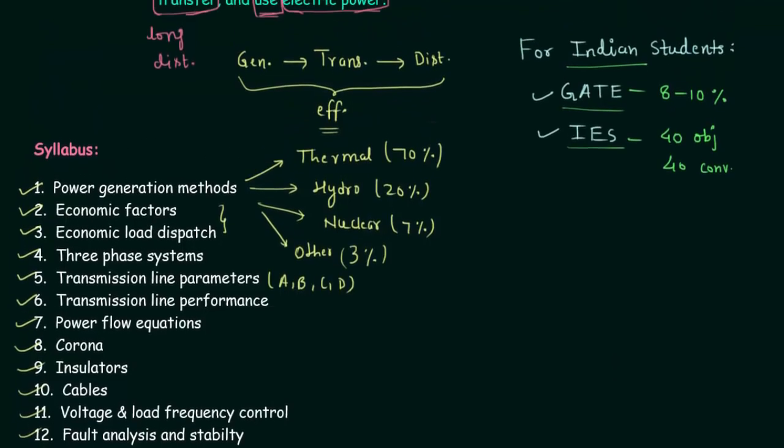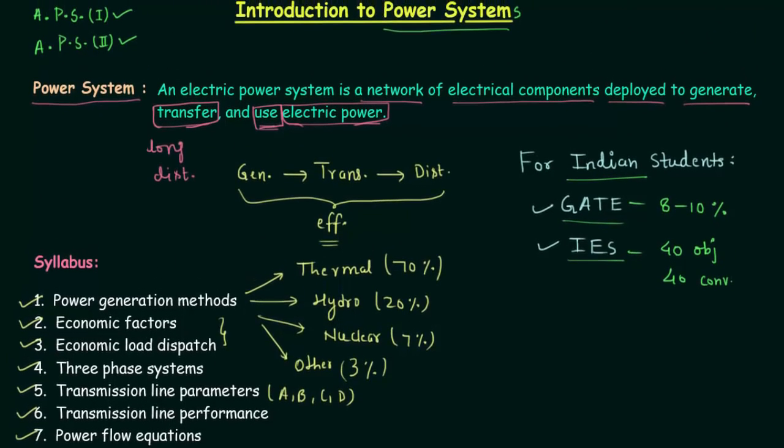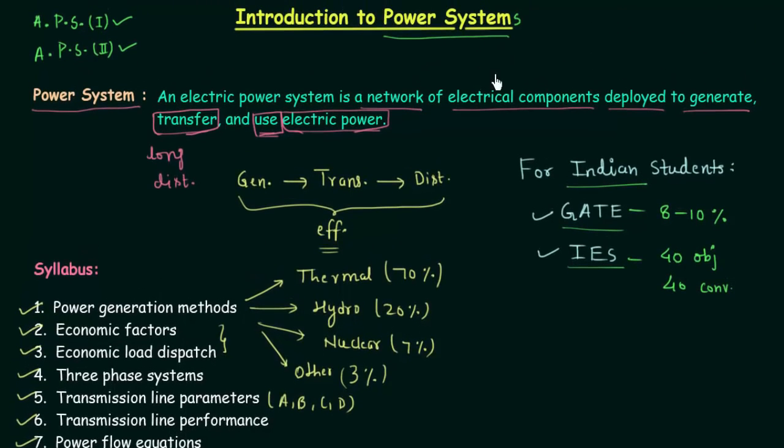After this, I will explain various objectives of power system. This is the most important part of this lecture. We will try to understand what are the objectives of power system, and based on those objectives you can divide the syllabus. The objective number one is the cost. We want the cost of the electrical power to be minimum. The first one is the cost of electrical energy must be minimum.